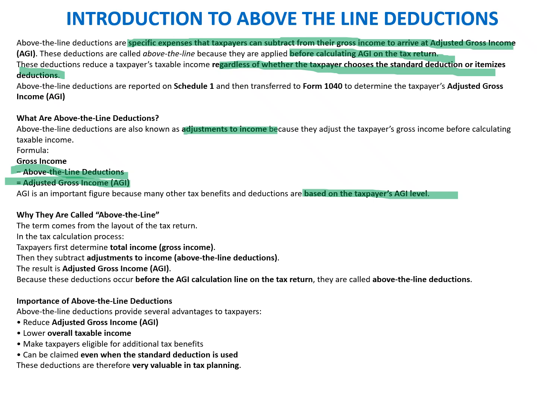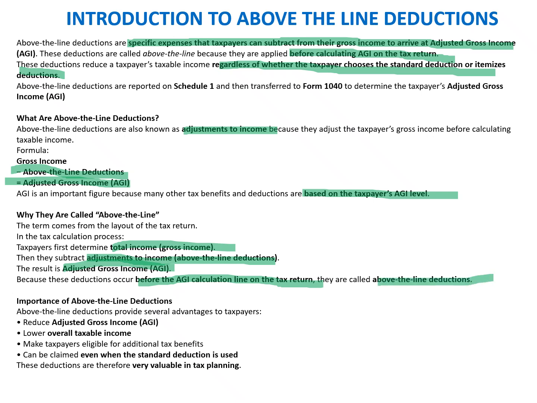Why are they called above the line? Because the term comes from the layout of the tax return. In the tax calculation process, the taxpayer first determines the total income, which is the gross income. Then they subtract the adjustments to income, which are the above the line deductions. Once they deduct that, it is called adjusted gross income. Because these deductions occur before the AGI calculation line on the tax return, they are called above the line deductions.